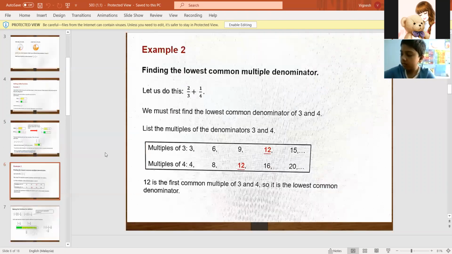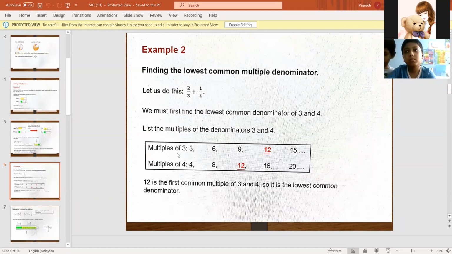So the next slide. Example number 2. Finding the lowest common multiple denominator. Okay, let's try to do this: 2 over 3 plus 1 over 4. We must first find the lowest common denominator of 3 and 4. List the multiples of the denominators. Okay, now we can't multiply only one denominator here, correct or not? Yes, we can multiply, because we have to cross multiply.